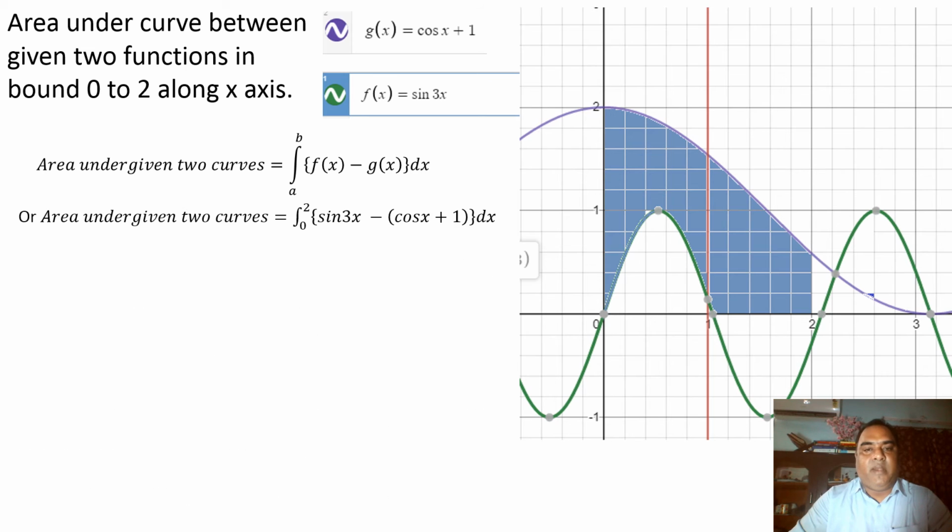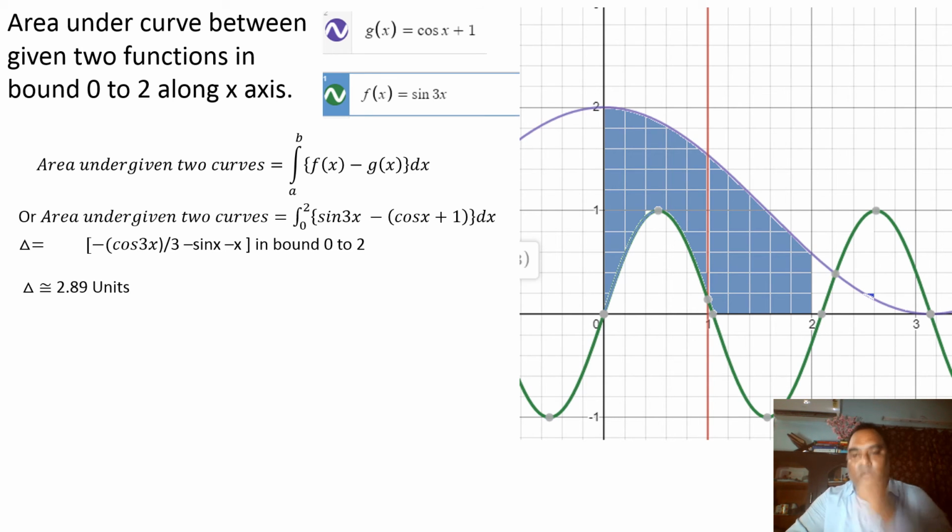Now I take two trigonometric functions and try to find the area enclosed by them. The trigonometric functions are f(x) equal to sin 3x and g(x) equal to cos x plus 1, and we have to find the area enclosed between these two curves within a bound of 0 to 2 along the x-axis, meaning from the origin till 2 units in the direction of x. The rule will be exactly the same without any change, and we get the answer as 2.89 units.